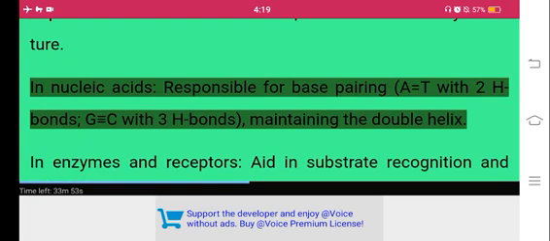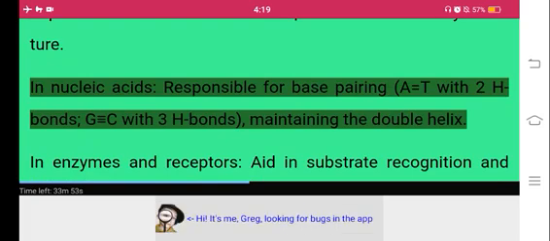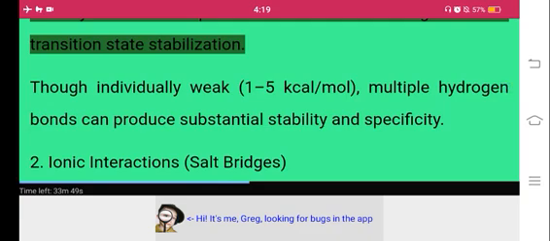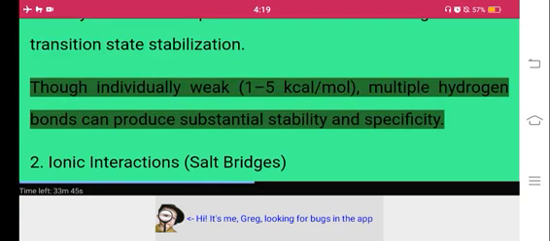In nucleic acids, they are responsible for base pairing: A equals T with 2 H bonds, G triple-bonded to C with 3 H bonds, maintaining the double helix. In enzymes and receptors, they aid in substrate recognition and transition state stabilization. Though individually weak, 1-5 kilocalories per mole, multiple hydrogen bonds can produce substantial stability and specificity.